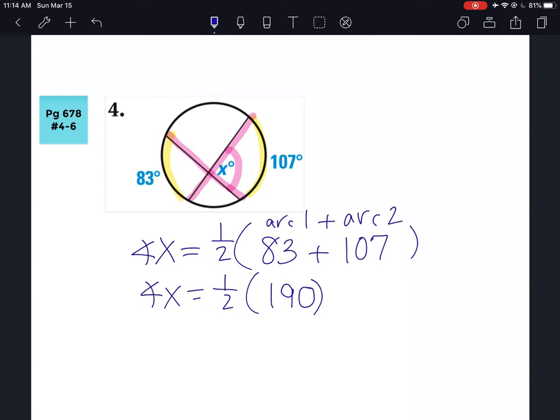And when we combine like terms, we're going to get 190, which means that x has a value of half of 190, which happens to be 190 divided by 2, 95. And that's how you complete this kind of problem.